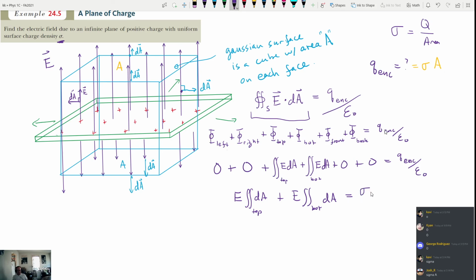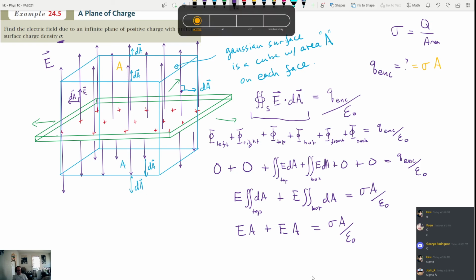So let's plug that on the right-hand side. So we have sigma A over epsilon naught. Next thing we need to do, on the left-hand side, is integrate over the top side dA, which means to sum up the total area of the face on the top of our cube, which is A. So we're going to have EA, plus the surface area of the bottom of the cube, which is also defined as A, so we have EA. So on the left-hand side, we have 2E times A. On the right-hand side, we have sigma A over epsilon naught.